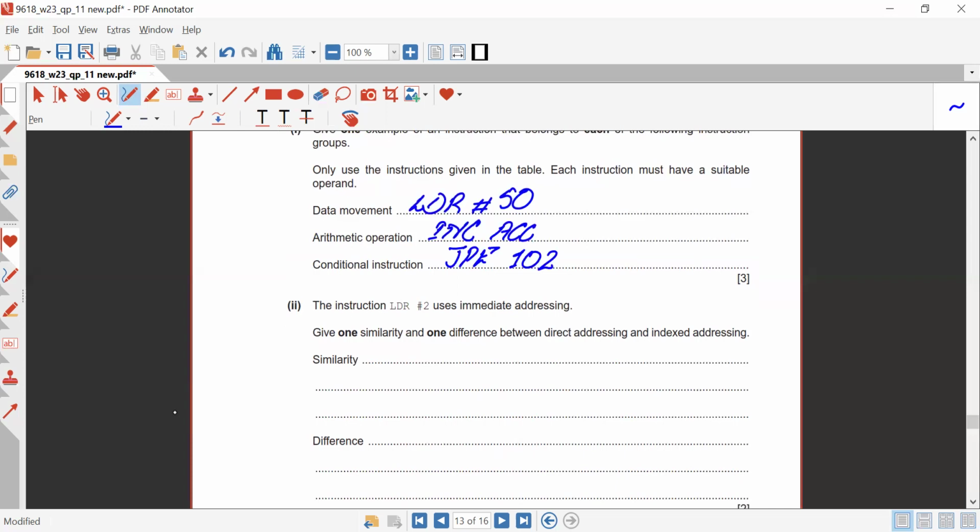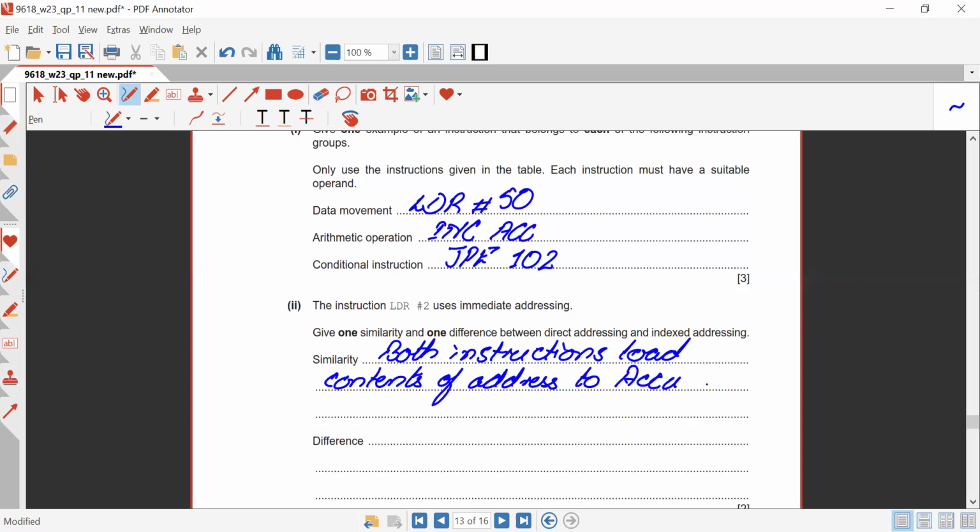First of all, we can write down the similarity: both instructions load contents of address to accumulator. Now, what is the difference between direct addressing and indexed addressing? Direct addressing accesses the address given by the operand directly. Whereas with indexed addressing, we need to create a new address by adding the contents of the index register to the address that is provided to us. So we can write it down over here.